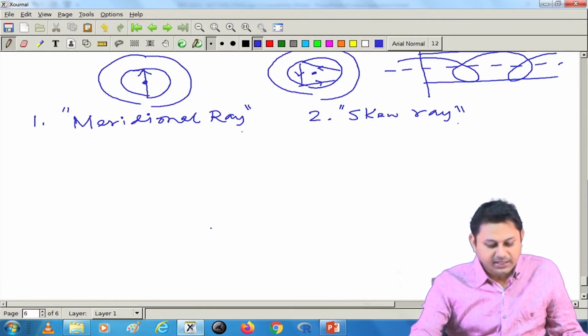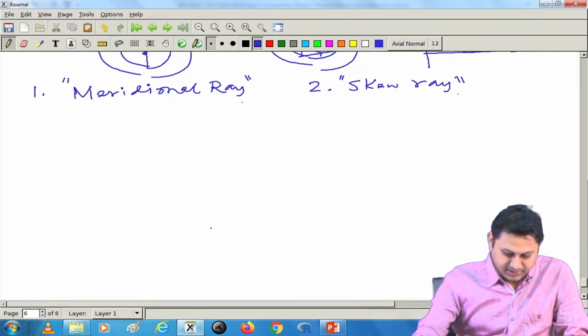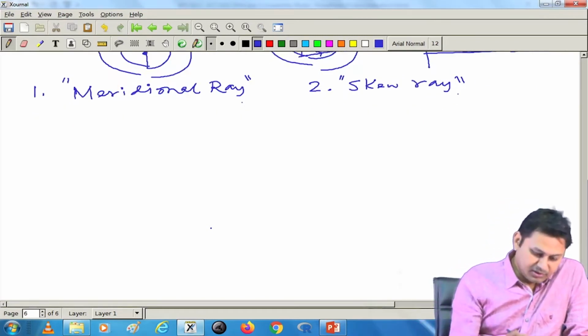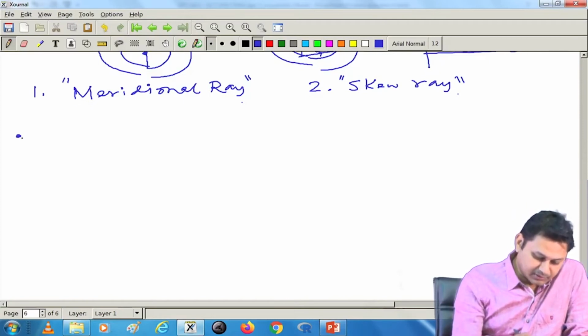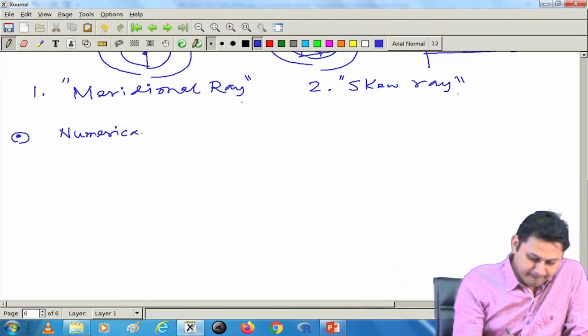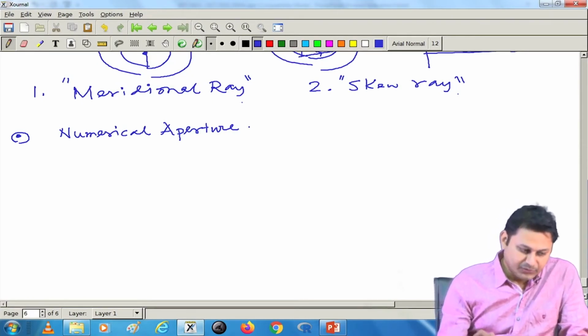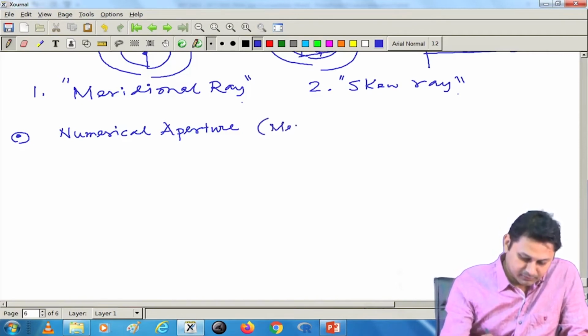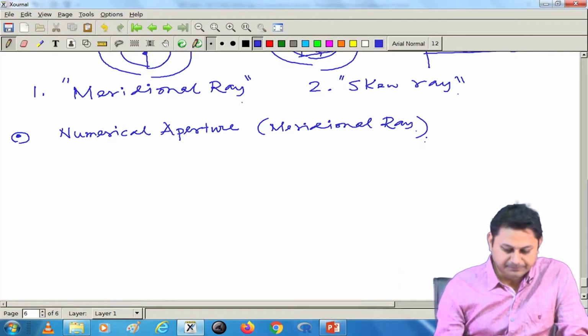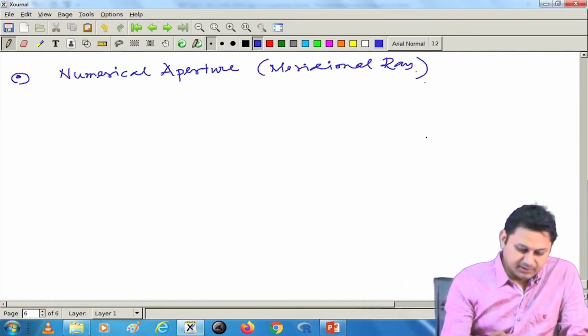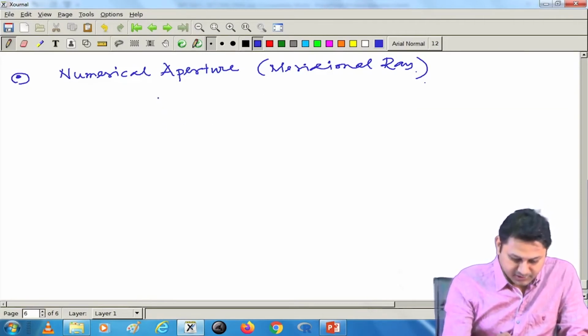Well, after having the idea of skew ray and meridional ray, the next important thing that we need to understand is called the numerical aperture, and we need to calculate the value of the numerical aperture. So we will now calculate the numerical aperture, that is, the value of the acceptance angle. This calculation is for the meridional ray. So let me draw once again the fiber structure cross section.